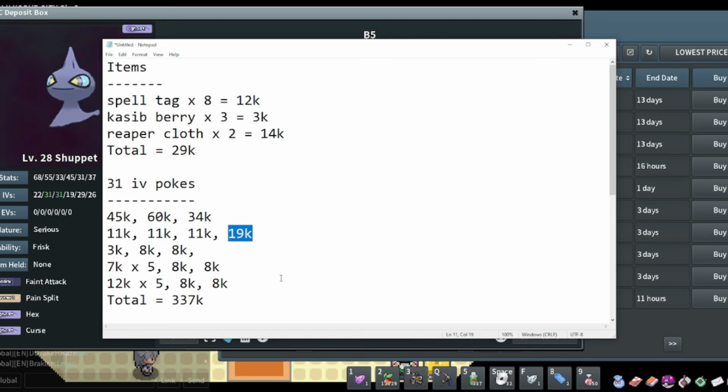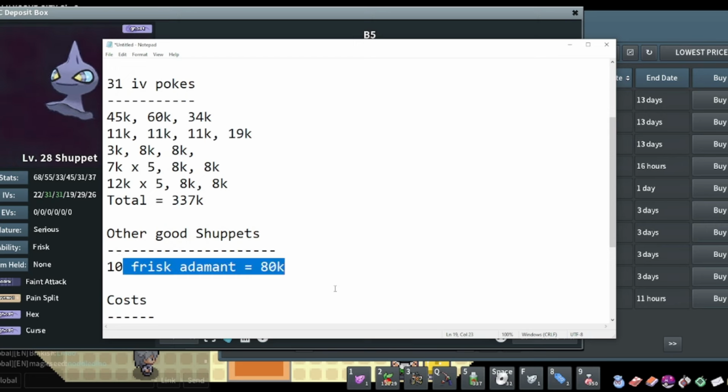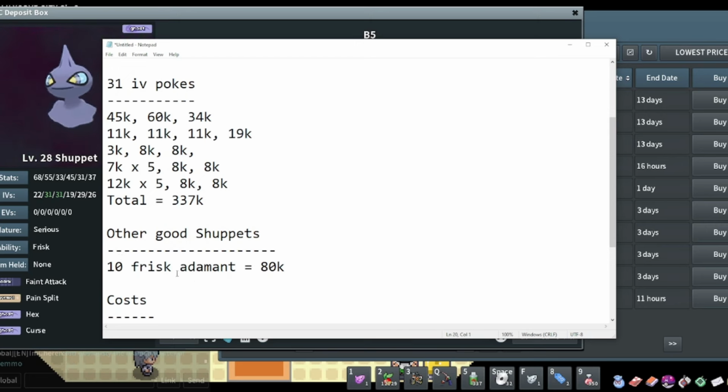Also, I got one with 31 attack and Adamant, so I put that one down for 19K. So all of this is after the listing fee. I want you guys to keep that in mind, and that totals out to 337K. So yeah, when you're catching a lot of Pokemon, you get a lot of good Pokemon as well. Also, I got those 10 Frisk Adamant Shuppets. I counted them up as 80K, and I think I could get some other good Shuppets in here as well, but I don't want to deal with it right now.